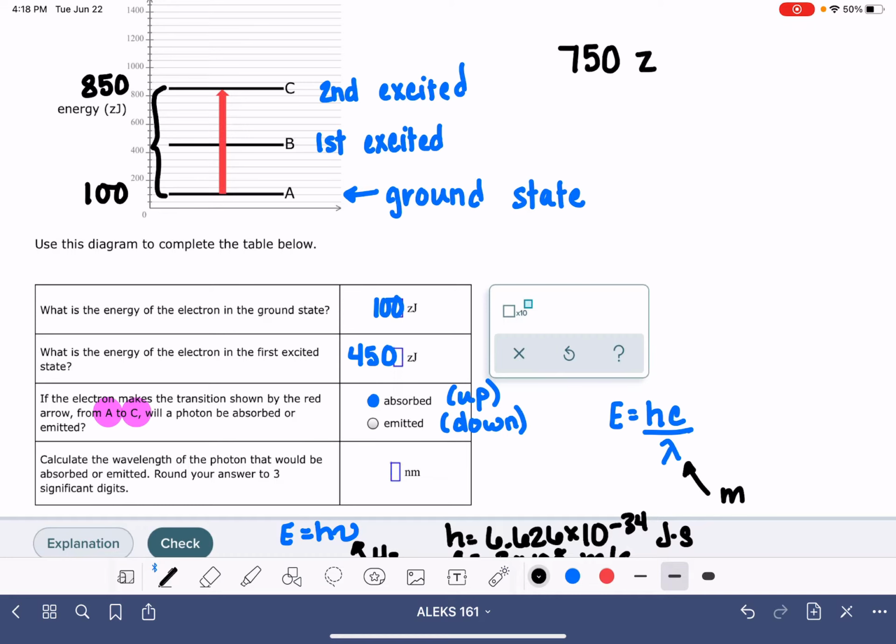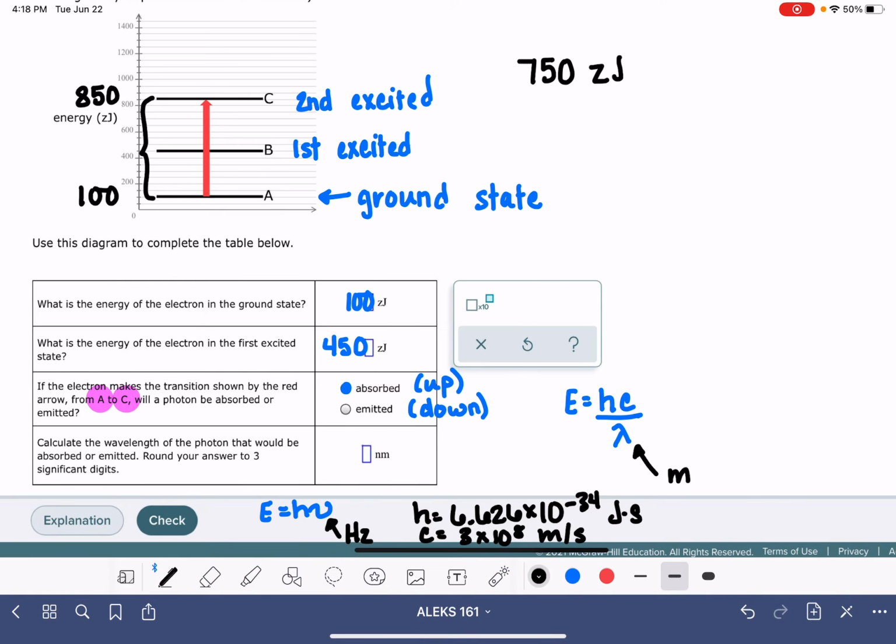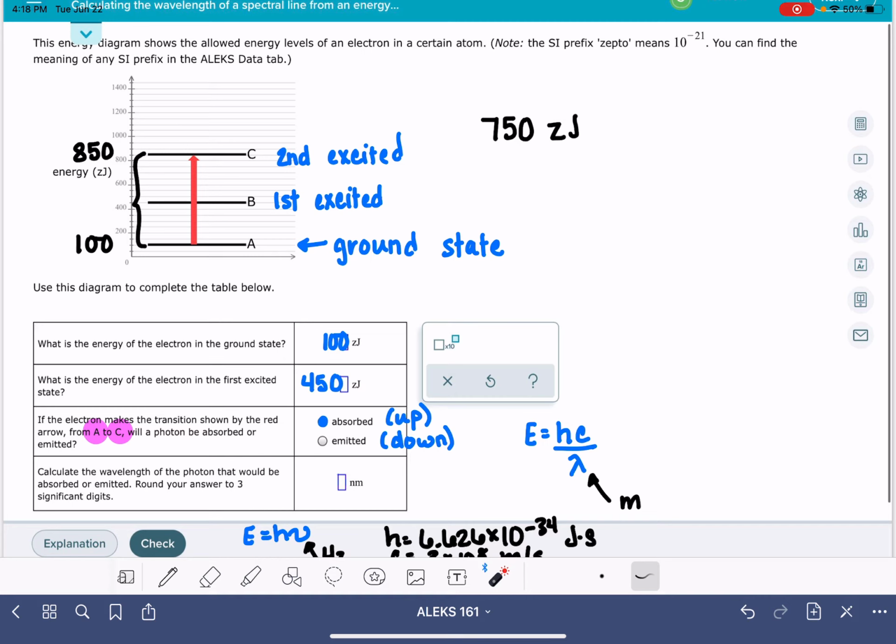So they have a difference in energy of 750 zeptojoules. Now the zeptojoule unit is absolutely not going to work for this particular equation, whichever one it is that you need to use. The problem tells us that zepto is 10 to the negative 21. So what I'm going to do next is get rid of that zeptojoule unit and convert it into joule units using this relationship that's been given to me in the problem. Zepto means 10 to the negative 21.